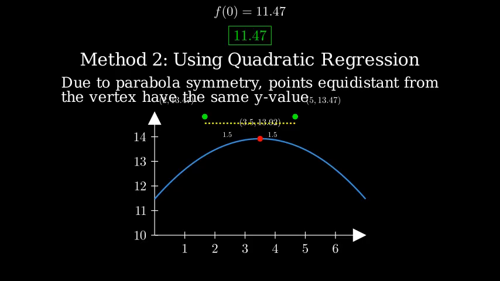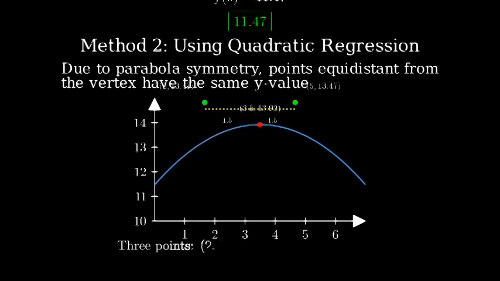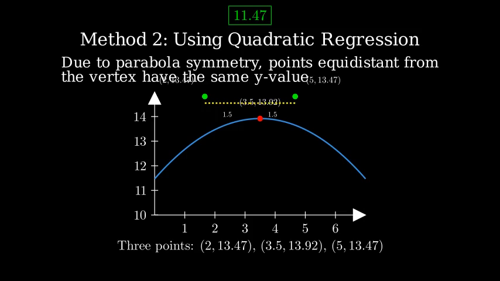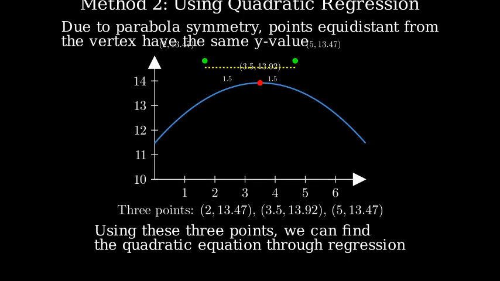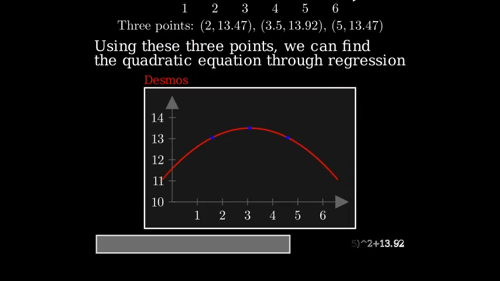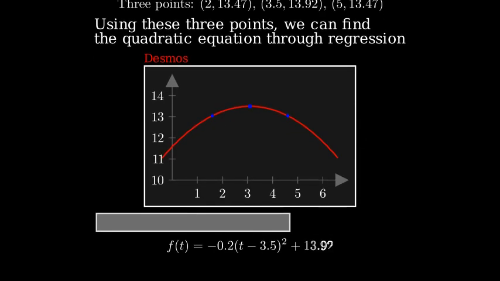So now we have 3 points on our quadratic curve. The point 2, 13.47, the vertex at 3.5, 13.92, and the point 5, 13.47. With these 3 points, we can find the equation of our quadratic through regression. Let me show you how this would look in a graphing calculator like Desmos. In a real calculator or spreadsheet, you would input these 3 points and the software would perform a quadratic regression to find the best fitting parabola. This would give us the same equation we found earlier.